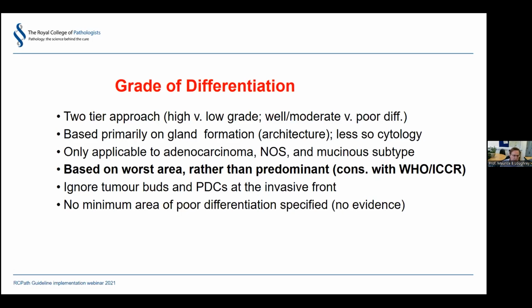So we'll see one of these specimens later, but just a couple of other practical points. We need to ignore tumor buds and poorly differentiated clusters at the invasive front when assessing differentiation, and there is no minimum area required. So we thought about introducing, for example, a 10% rule, but again, this would have been done without evidence and so prone to criticism. So all I can offer there is to say if there's any significant component, whatever significant might mean, of poor differentiation, that's how we should label the whole tumor.